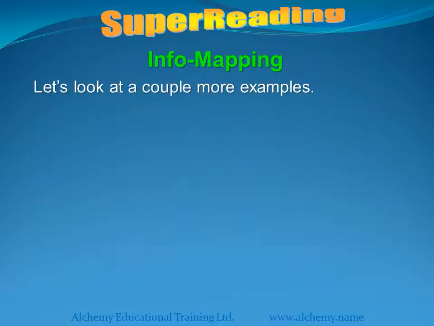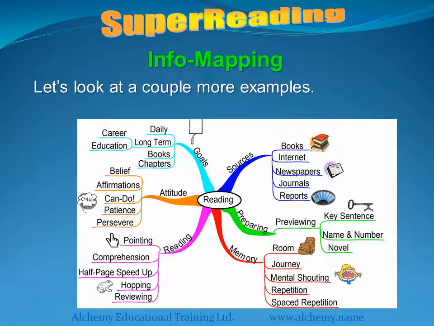Let's look at a couple more examples. Here's one for reading. As you can see, we have sources in blue, preparing to read in green, memory in red, reading in purple, and light blue are goals. So let's take a quick look at sources. Where can we get sources of reading material? From books, the internet, newspapers, journals, reports.